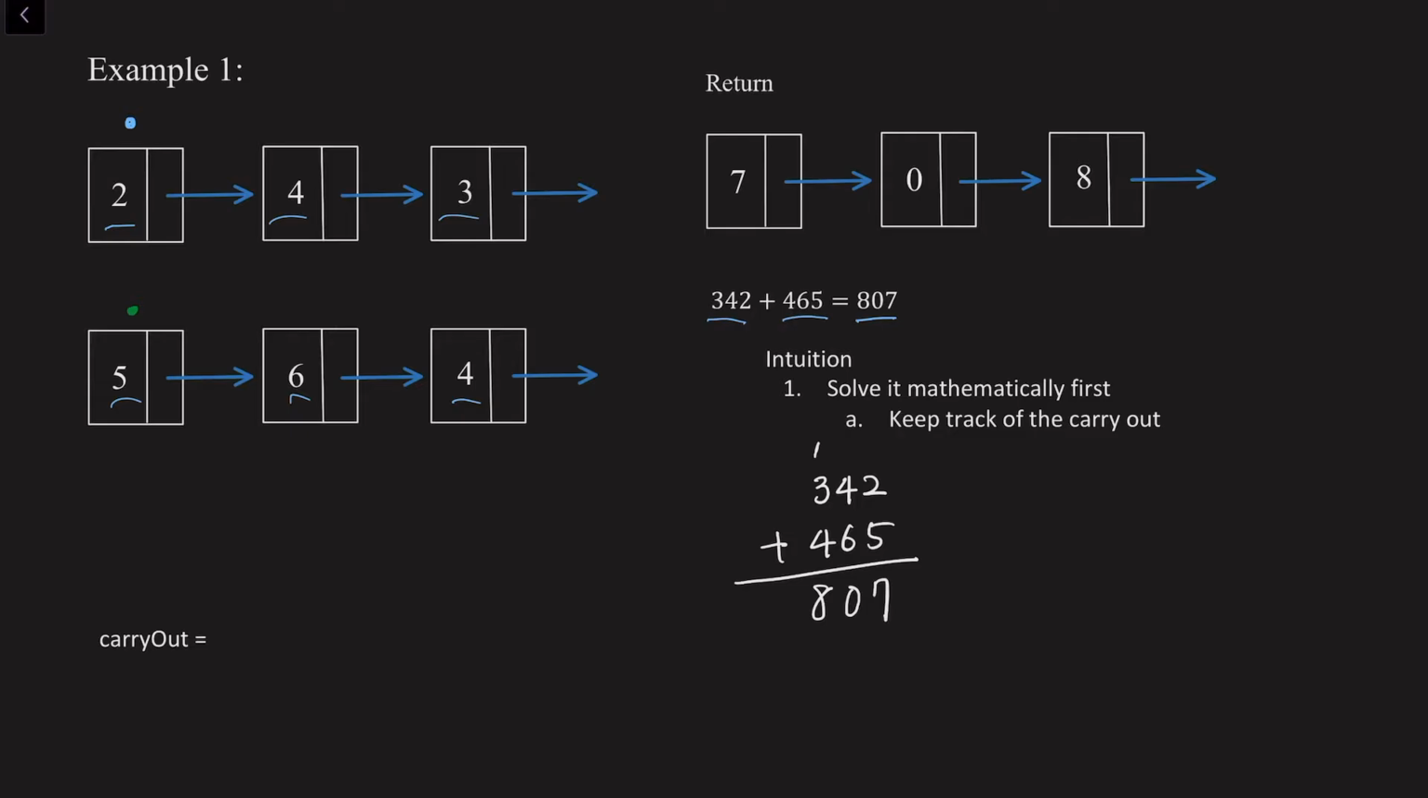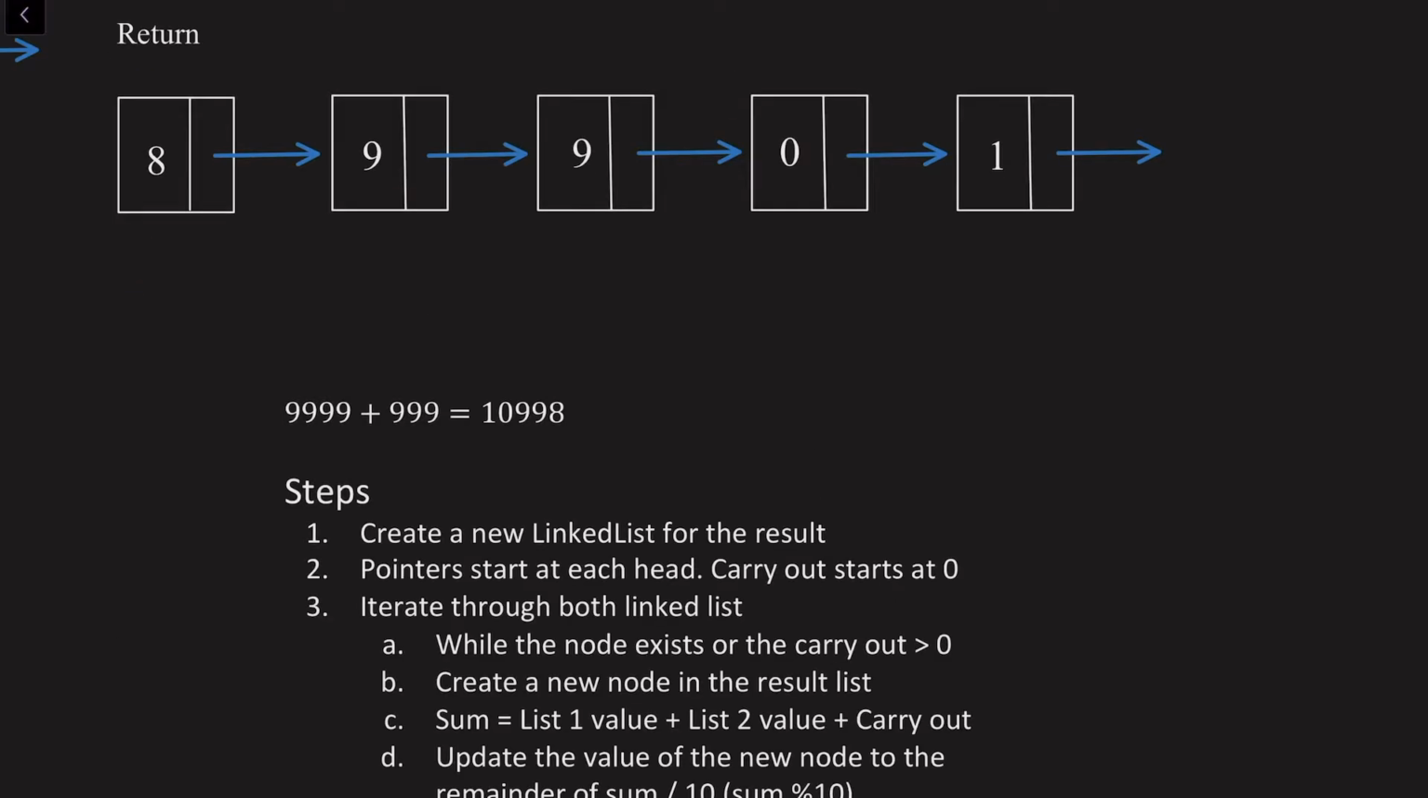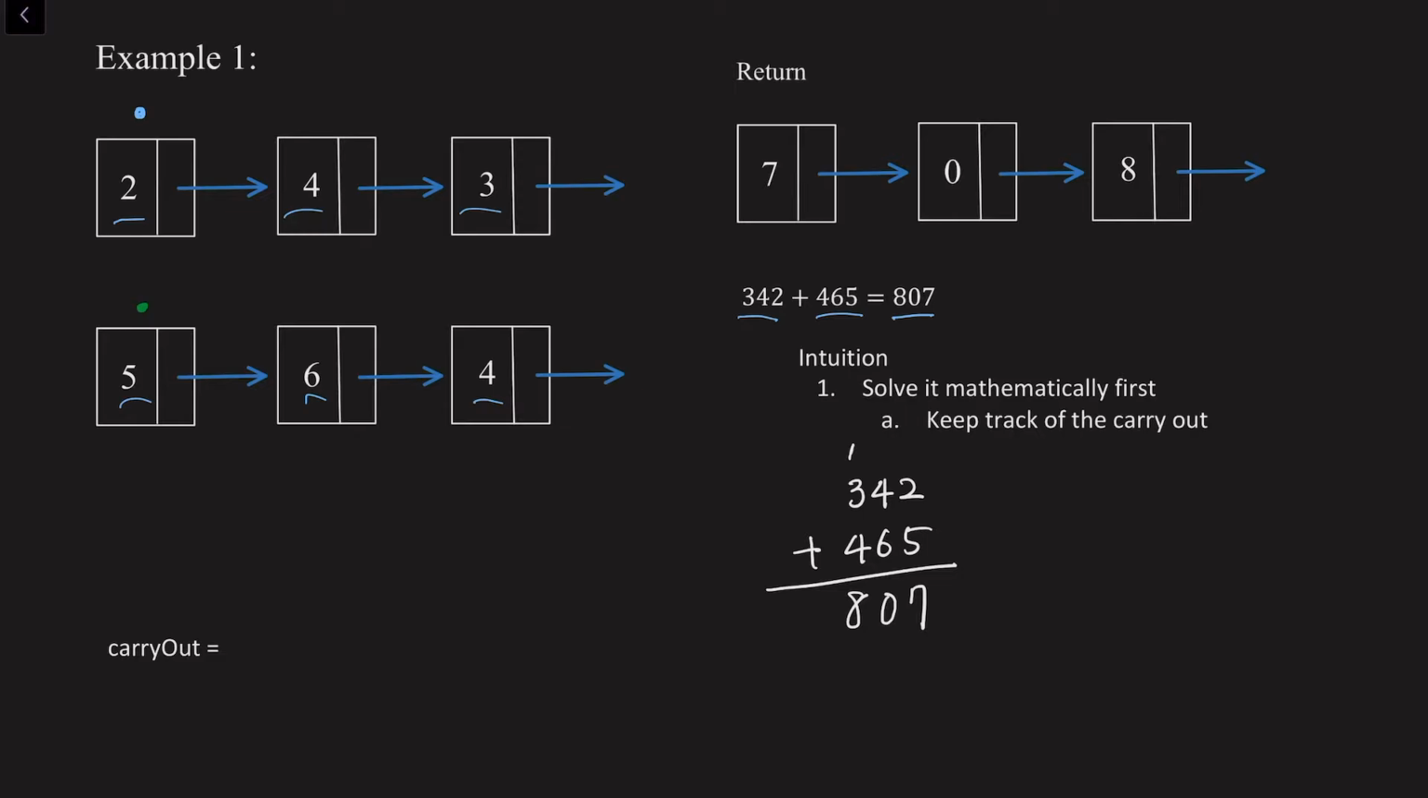And let's solve the next one as well. So we have 9999 plus 999. So we have 8, 1 carry out, 9, 1 carry out, 9, 1 carry out, 0, 1 carry out, and 1. So from that, we can kind of assume, or we can kind of guess that we need to keep track of the carry out.